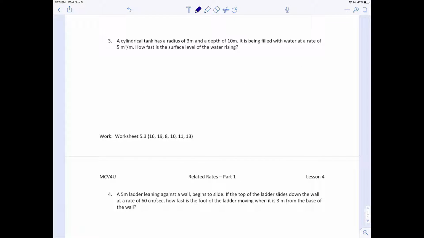A little bit different. You have now a cylindrical tank that has a radius of 3 meters and a depth of 10 meters. So even for me, I think it's always good practice to draw this out, because if not, I get confused, and you might be good enough to visualize it in your head. I'm not, so I'm going to draw it. All right, so a cylindrical tank looks something roughly like this. Oh no, come on, work.